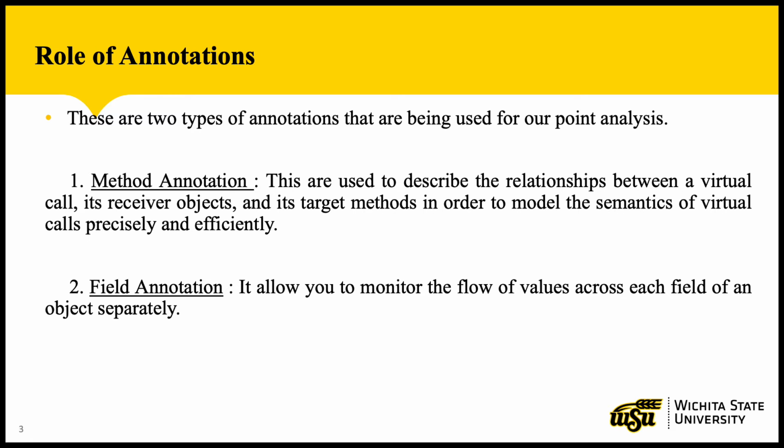The paper introduces constraint annotation and shows how the analysis is done using annotated inclusion constraints. Annotation plays an important role in the analysis, and here we are using two types of annotation: method annotation and field annotation. The method annotation is used to model precisely the semantics of a virtual call: target object, receiving object, and target method. The field annotation is used separately, for tracking the flow of values through different fields of an object. By using these techniques, it is able to achieve a practical and precise points-to analysis for Java.